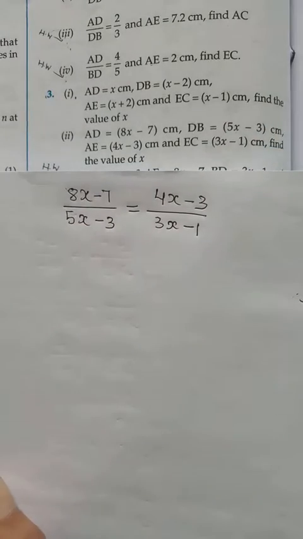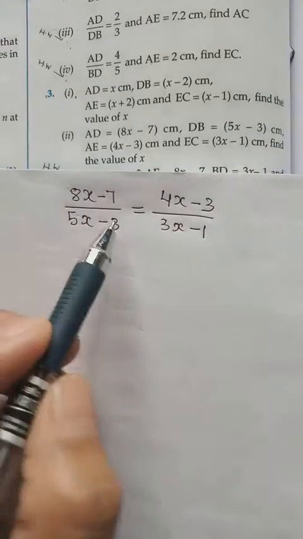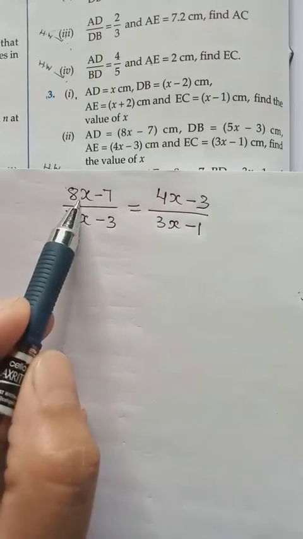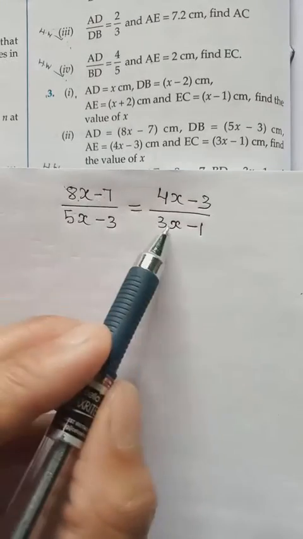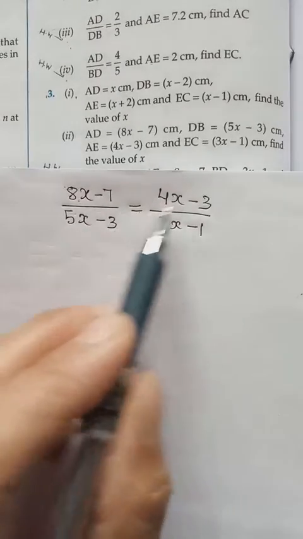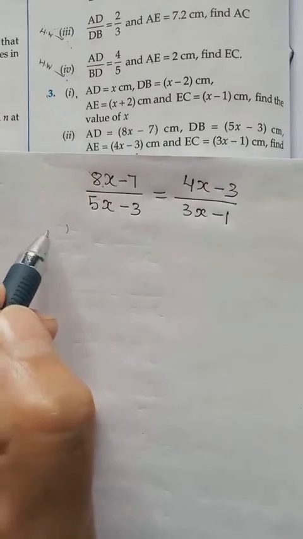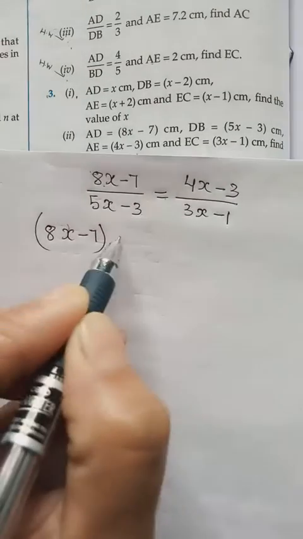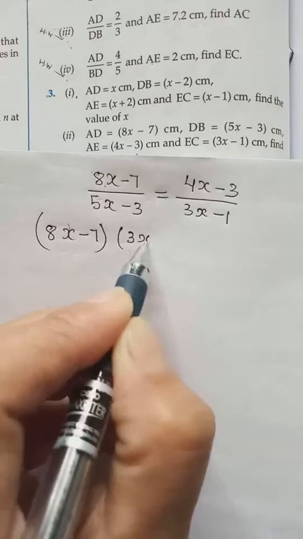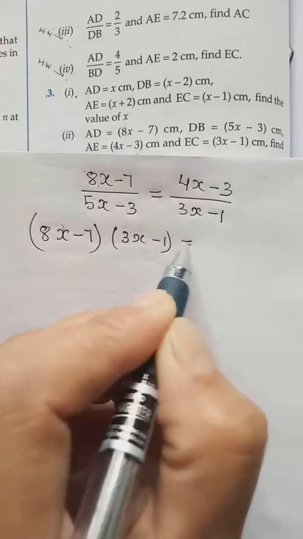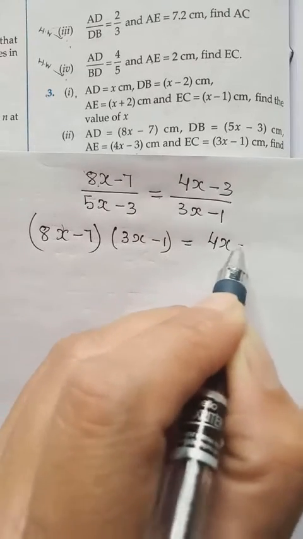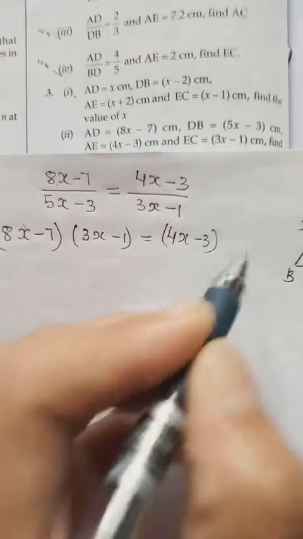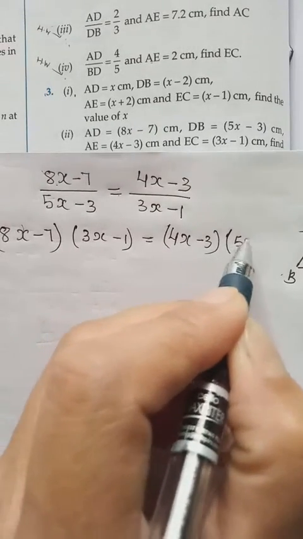So we get all values. Now we have to find x. We have equal, we have a fraction. So that means we can cross multiply. This one we cross this side, this one we cross this side. So it will become 8x minus 7 multiplied by 3x minus 1 equal to 4x minus 3 and then into 5x minus 3.